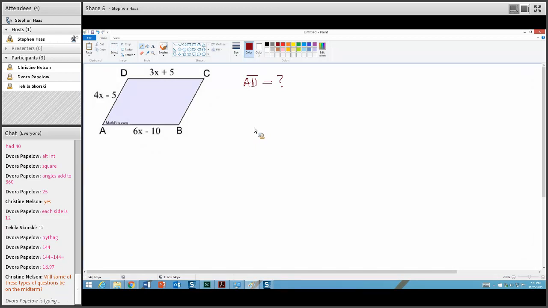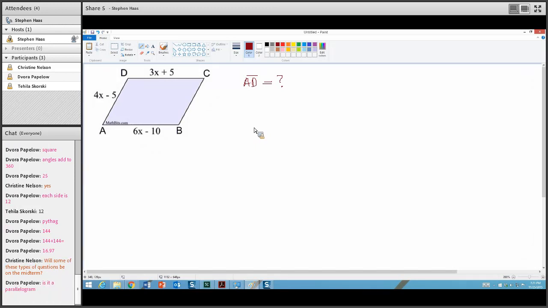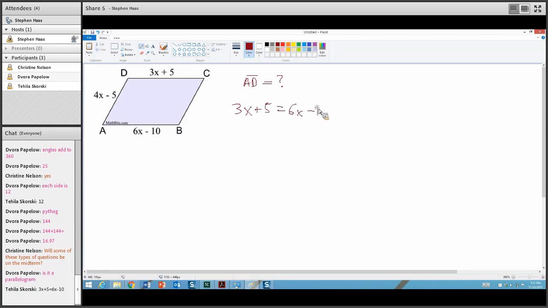Well, the only way to do it, because this is a parallelogram, and it also gives you that it's a parallelogram, that's right. Because it's a parallelogram, we know that opposite sides are equal. So we know that 3x plus 5 equals 6x minus 10, because they are opposite sides of a parallelogram. Once you do that, now you can solve for x.